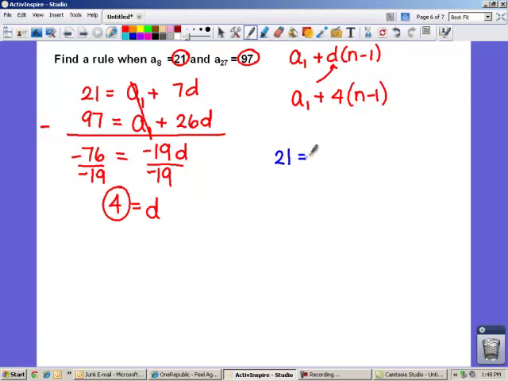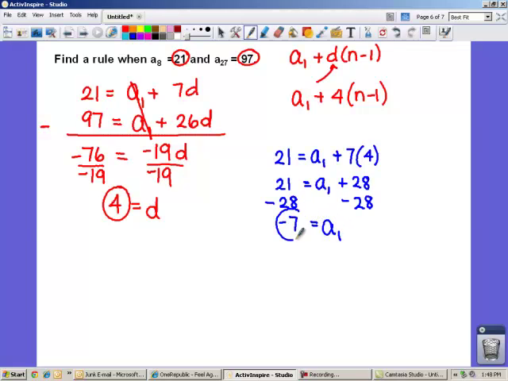So we have 21 equals a sub 1 plus 7d. Well, d is 4. Okay, so we have 21 equals a sub 1 plus 7 times 4, which is 28. And so if we subtract 28 on both sides, we now have a sub 1, and that's negative 7. So now we have a sub 1. So we're going to write our rule out entirely. We have negative 7 plus 4, and then n minus 1. And there's our rule.